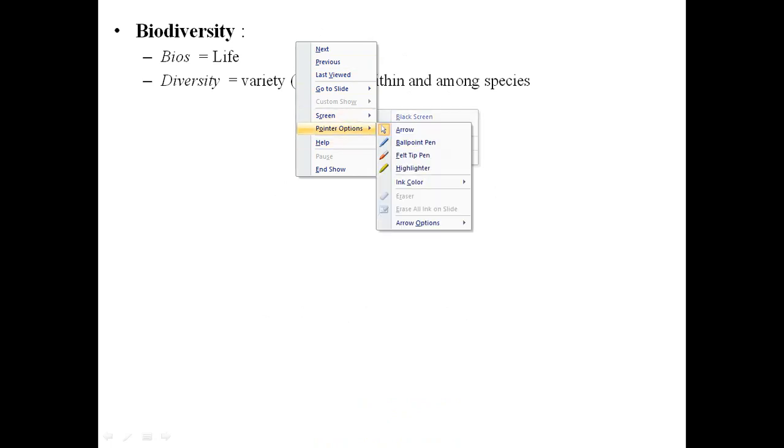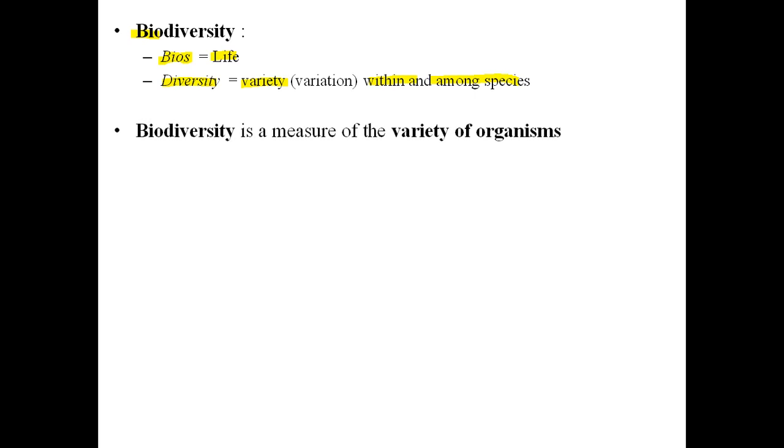The first word is bio, which is taken from the Greek word bios, meaning life, and the second word is diversity. Diversity means variation, variety, or dissimilarities within and among the species. So biodiversity is a measure of the variety of organisms.